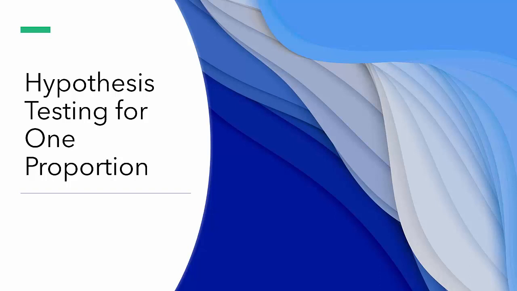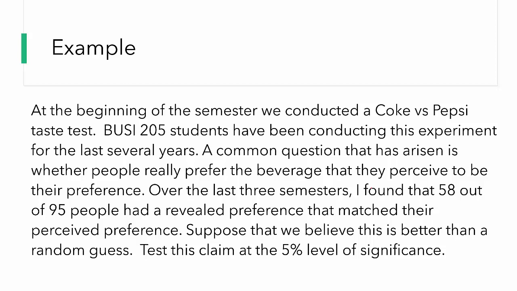This video will cover hypothesis testing for one proportion. We're going to use an example to go through this. At the beginning of the semester, we conducted a Coke versus Pepsi taste test. Business 205 students have been conducting this experiment for the last several years. A common question that has arisen is whether people really prefer the beverage that they perceive to be their preference. In other words, do their revealed preferences match their perceived preferences?